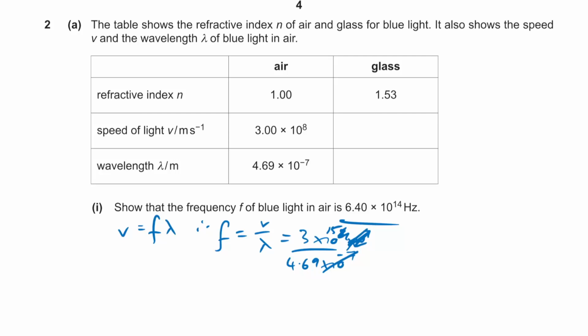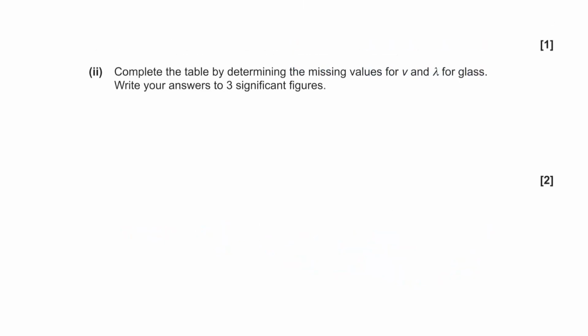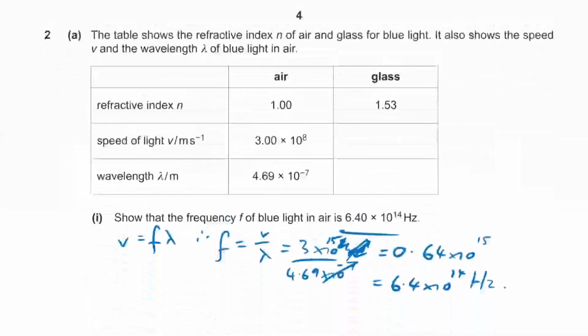So it's going to be hopefully something like 0.6 if I do this. So just going to say 0.64. There we go, times 10 to the 15, which is the same thing as 6.4 times 10 to the 14 hertz. Complete the table by determining v and lambda for when it's in glass.